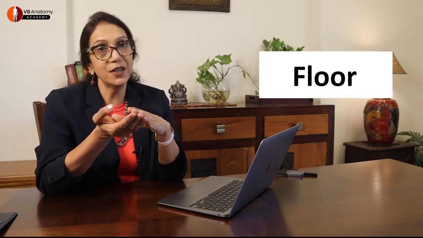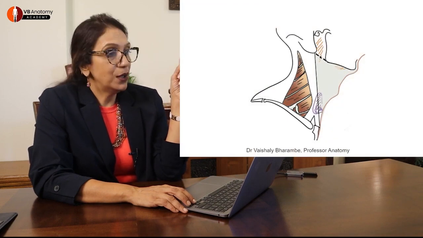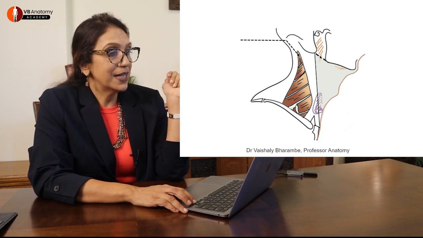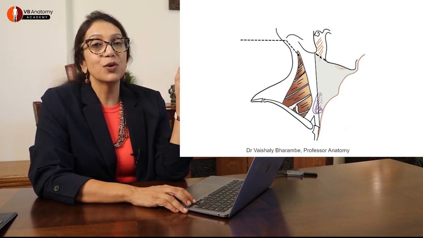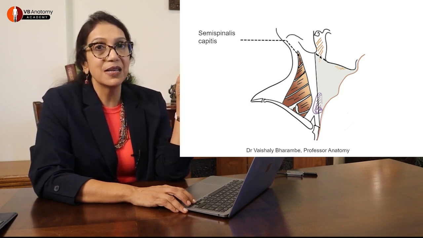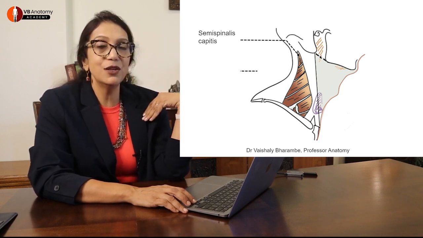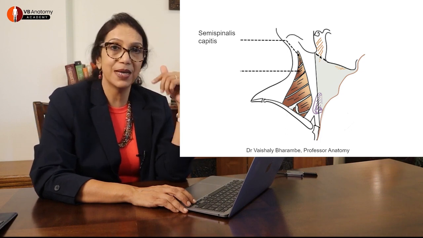What about the floor? Let's go to the floor of posterior triangle. Okay. So come back to the screen now, everyone. You can see a series of muscles here, right? The one on the top has got 2 vertical lines on it. Can you see that? So these vertical lines are of a muscle called semispinalis capitis that has vertical orientation. Below that you can see a series of muscles all obliquely oriented.